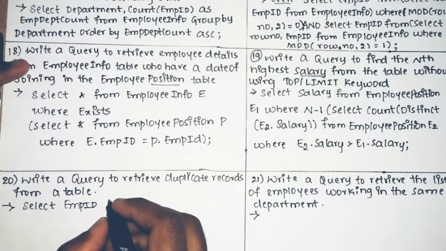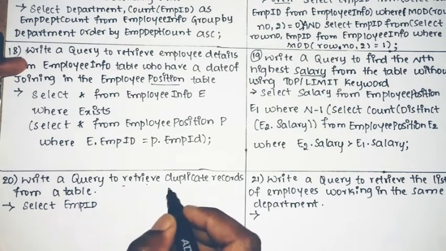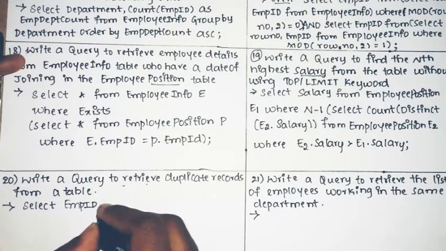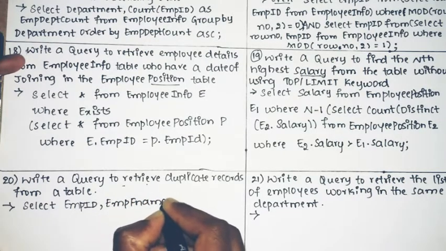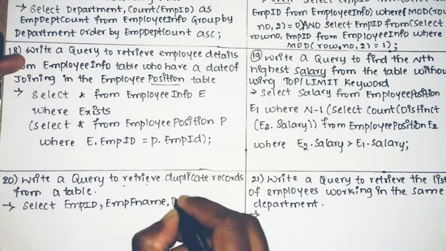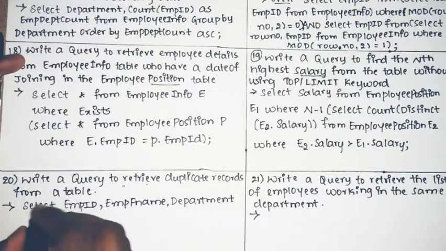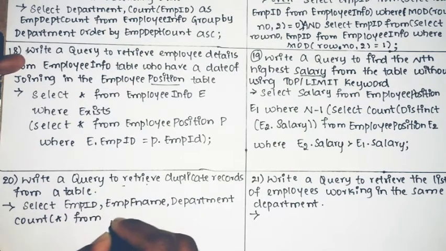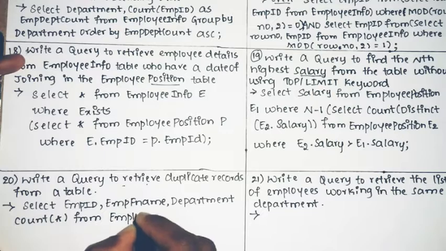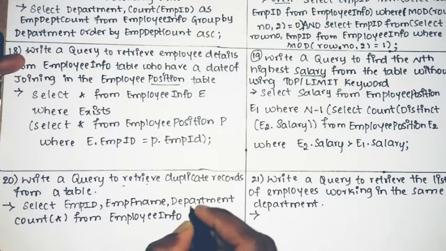So select employee ID comma, then after that employee first name, comma followed by the department. Then you need to count, so count of star from, the name of the table is employee info. So count of star from employee info.